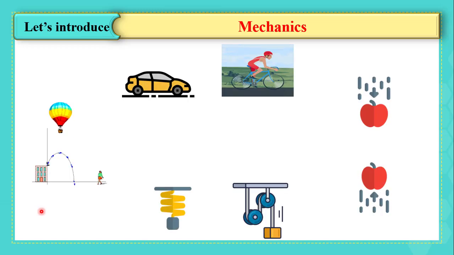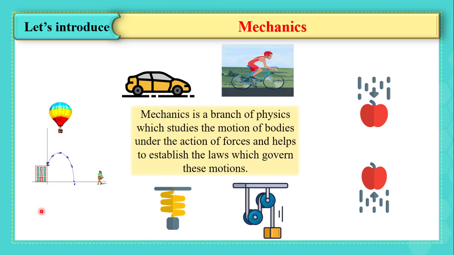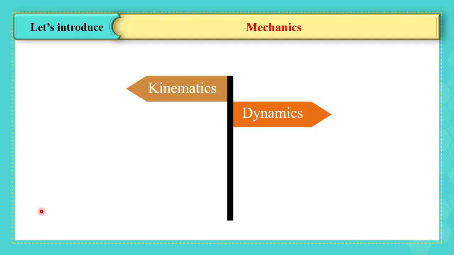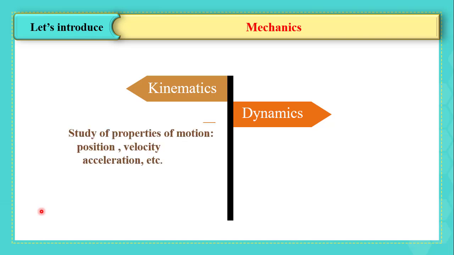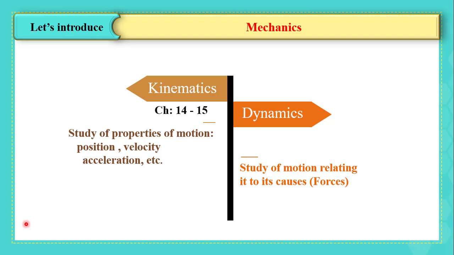The world around us is full of moving bodies. Classical mechanics is a branch of physics which studies the motion of bodies under the action of forces and helps to establish the laws which govern this motion. In this year, we are interested in studying two main branches of mechanics: kinematics, which studies the properties of motion, its position, velocity, acceleration, etc., without relating it to its causes. These objectives will be studied in Chapter 14 and 15. The other branch is dynamics, which is concerned with the study of forces and their effects on motion. These objectives will be studied in Chapter 16 and 17.